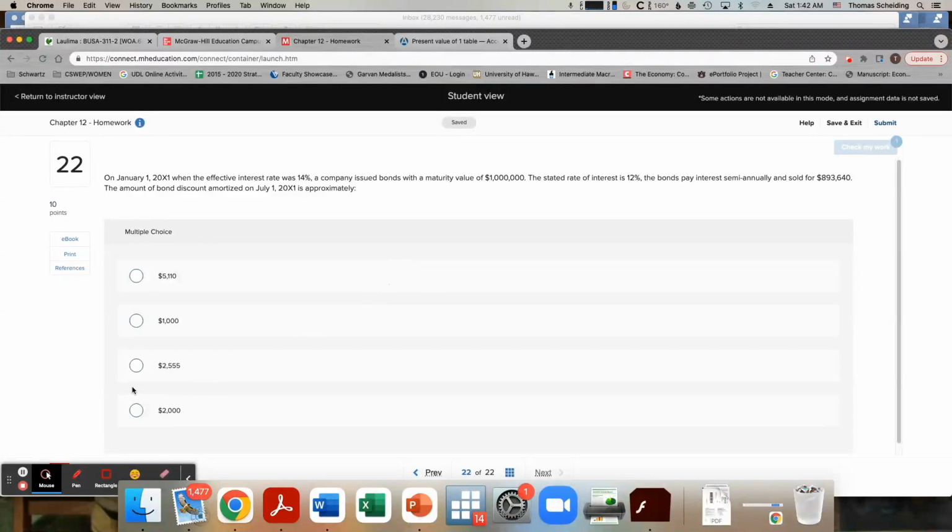So what's our interest expense? Our interest expense is the 893,640 times the 14% interest rate. That's going to get paid semi-annually, so times 1/2 or 6/12. That's 62,555.